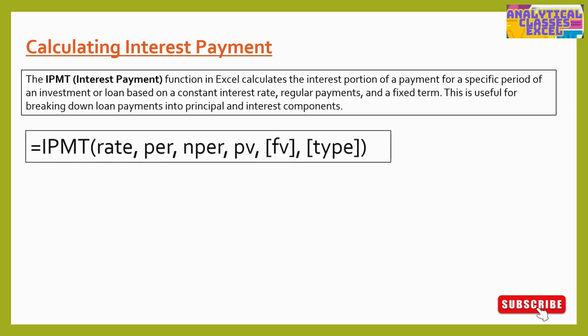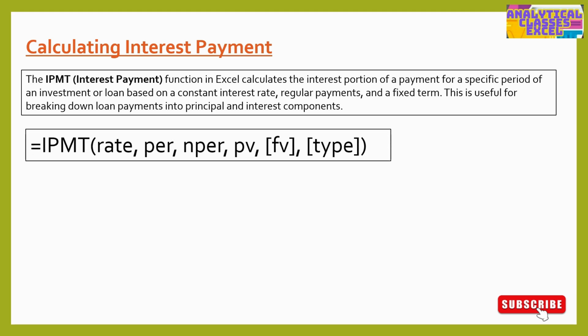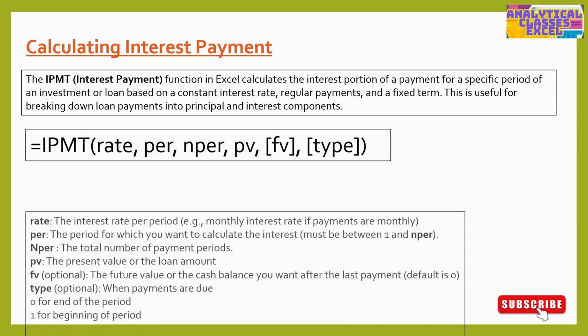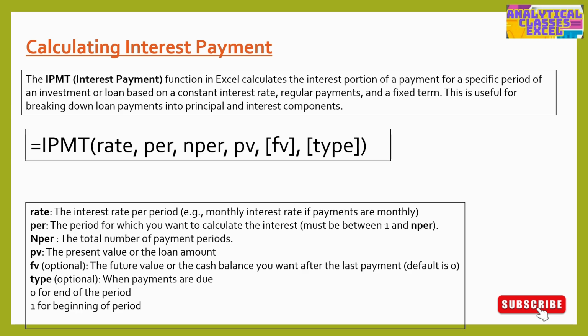The formula for this function is IPMT(rate, per, nper, PV, FV, type). Rate is the interest rate. Per is the period for which you want to calculate the interest, and must be between 1 and nper. Suppose we have taken a loan for 3 years, then the nper will be 36 months. But if you want to calculate the interest for the 12th month, then in this case the per will be 12.